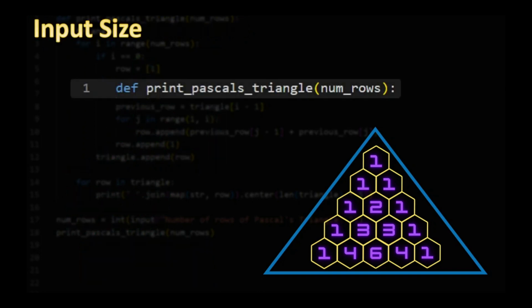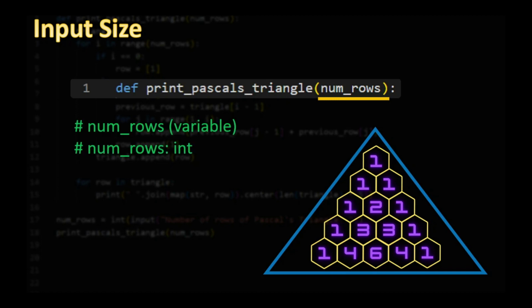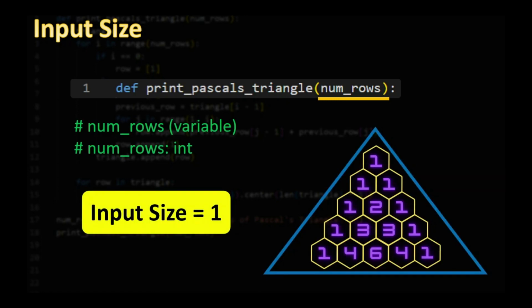For the input size, as you can see, there's only one parameter in the function definition called num_rows, which is just a normal variable that has a type of integer, hence its input size is just O of 1.